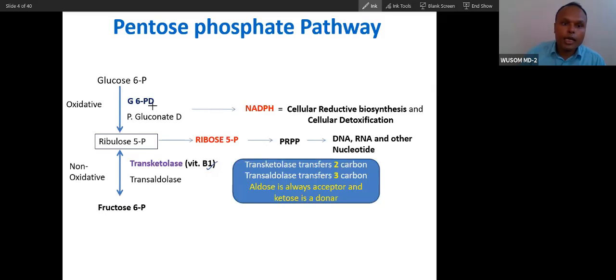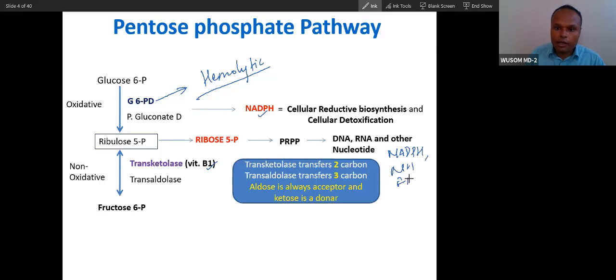Very important. G6PD deficiency is associated with hemolytic anemia. These two are very, very important clinical correlations with this pathway. And you can easily understand ribose 5-phosphate will convert into PRPP. We have already done PRPP synthesis, and PRPP is required for synthesis of everything: DNA, RNA, other nucleotides, including NADPH, NAD, FAD. So these are all synthesized because of this ribose 5-phosphate. Now, you already know this.